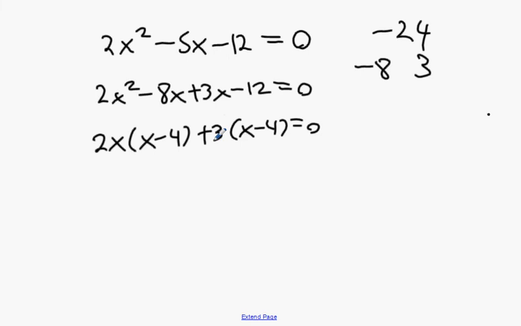2x by x, 2x squared. 2x by minus 4, minus 8x. 3 by x, 3x. 3 multiplied by minus 4, minus 12. Okay. Then proceed to your next step. 2x plus 3, x minus 4 equals 0.